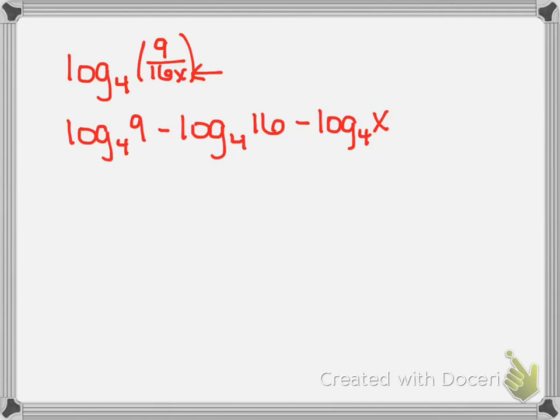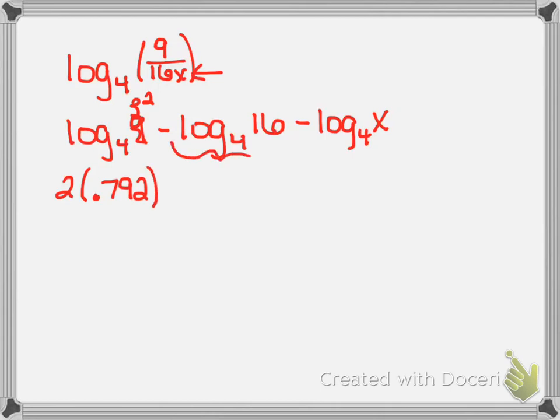Now, normally we would want to split this 9 up as 3 squared and do that all, but we did that in the previous problem in question 1, and so we already know it's going to end up being a 2 out in front and then a log base 4 of 3, which is the 0.792 that we were given.